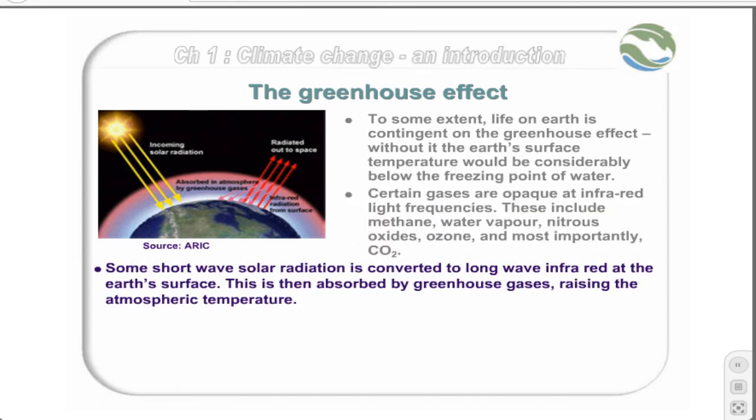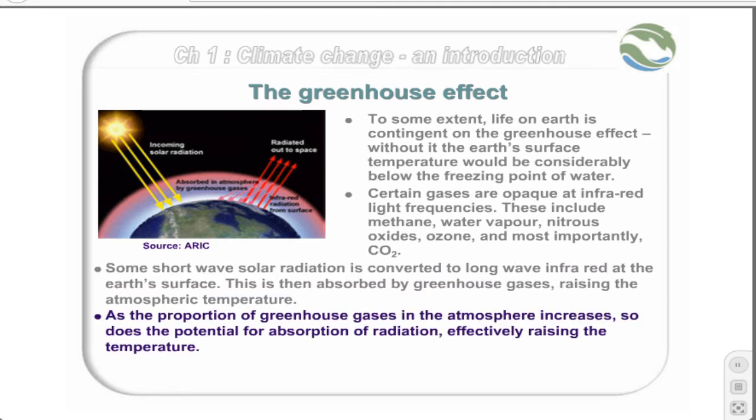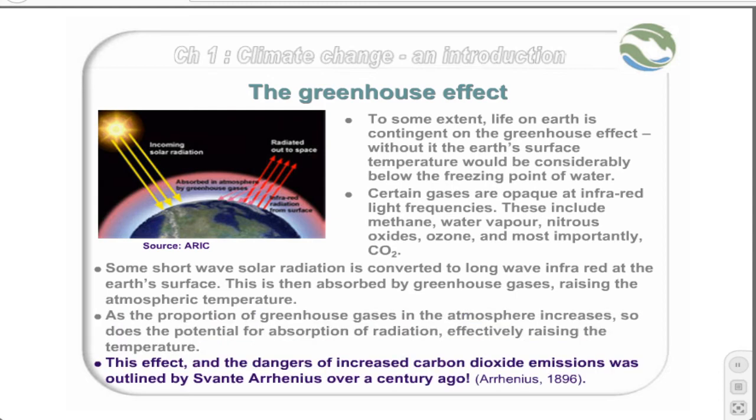Some of the incoming shortwave solar radiation is absorbed by the Earth's surface, and then re-emitted as longwave infrared radiation. This then is absorbed by greenhouse gases, raising the atmospheric temperature. As the proportion of greenhouse gases in the atmosphere increases, so does the potential for absorption of radiation, effectively raising the temperature above previous levels. This effect, and the dangers of increased carbon dioxide emissions, was outlined by Svante Arrhenius over a century ago.